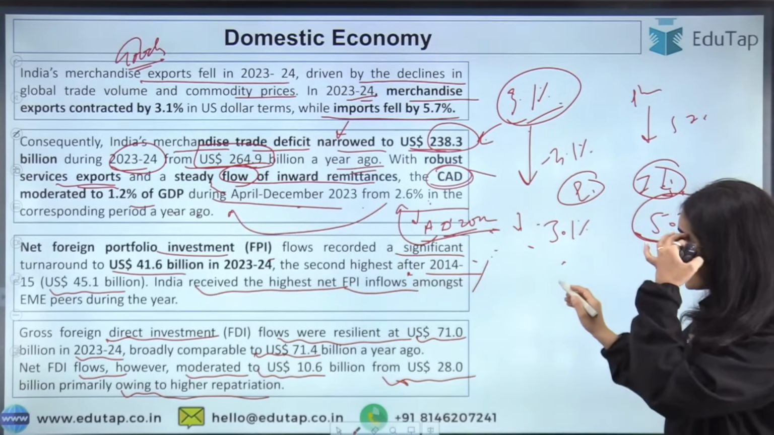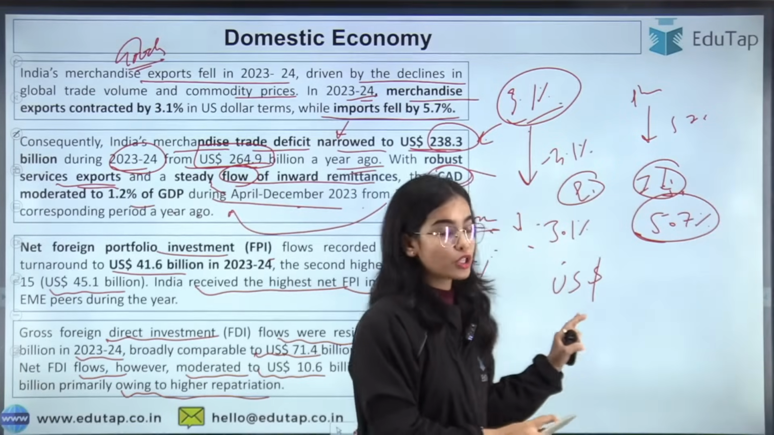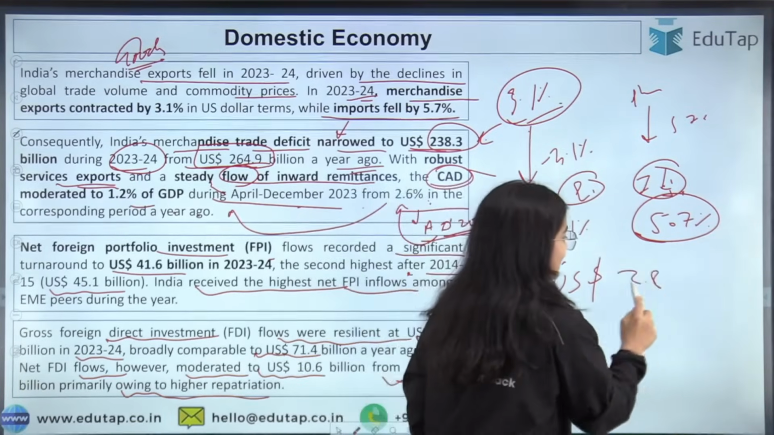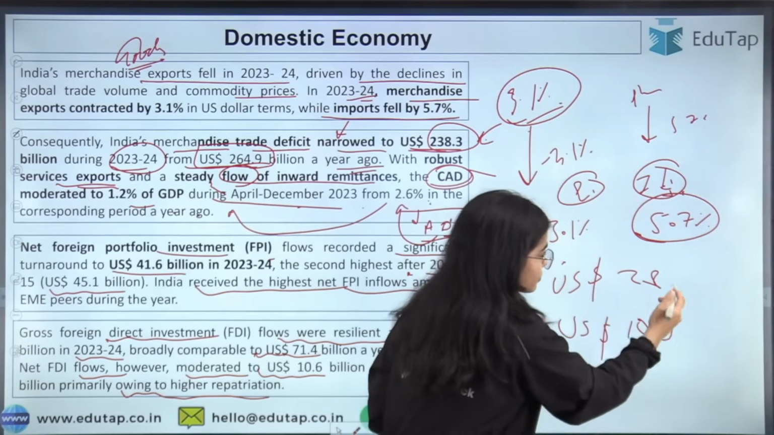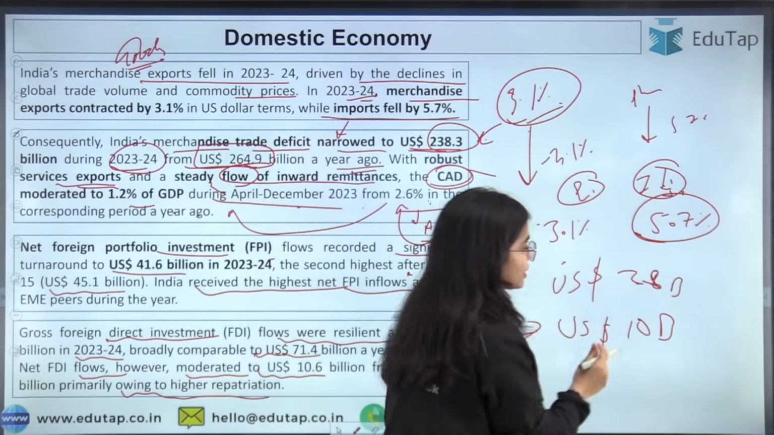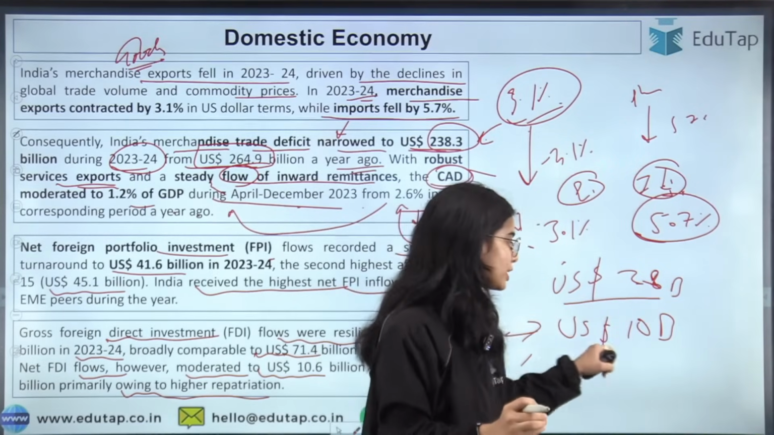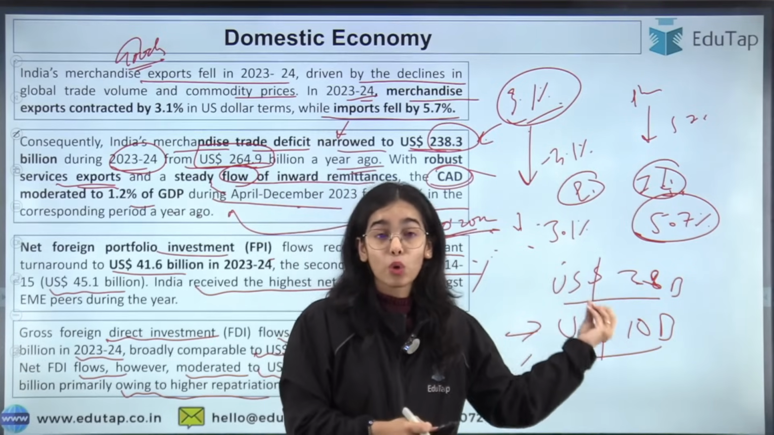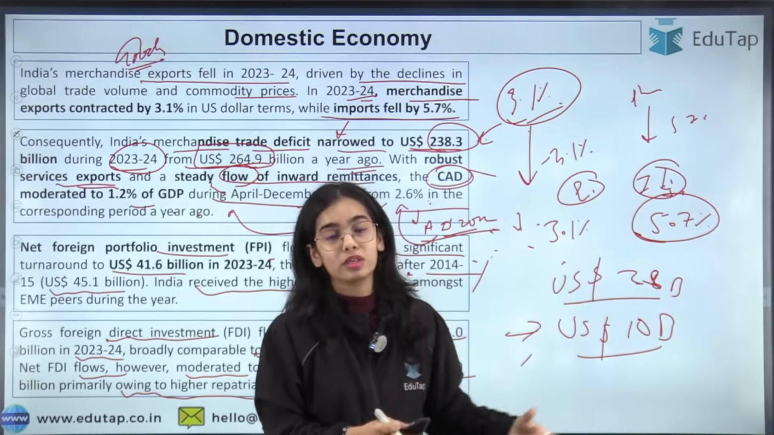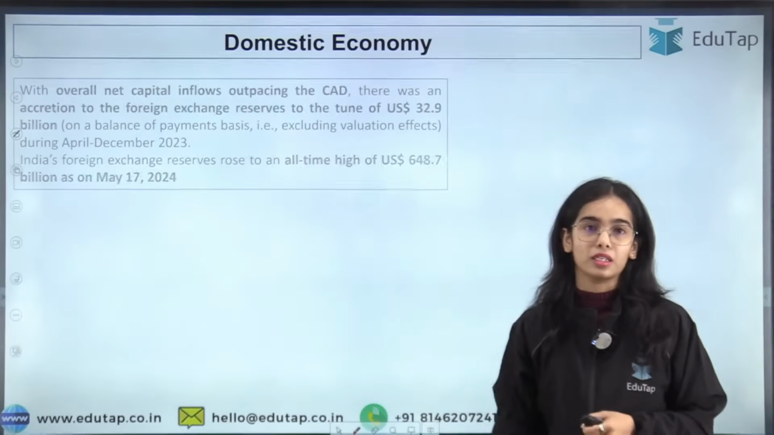So in the previous year, the net FDI inflow was US dollar 28 billion. In this financial year, it is US dollar 10 billion. That is for sure $18 billion lower. But this is mainly because of the more FDI that we have done in other countries.